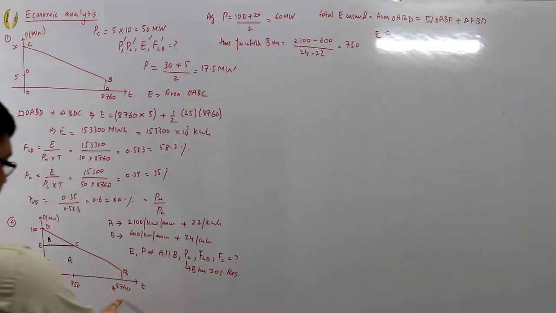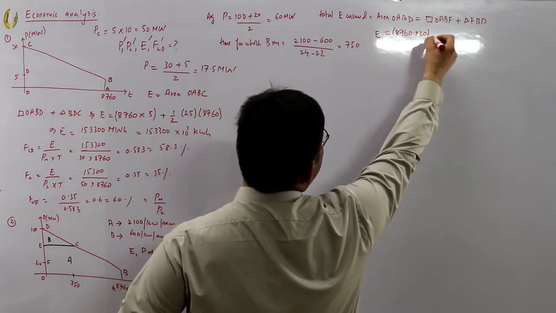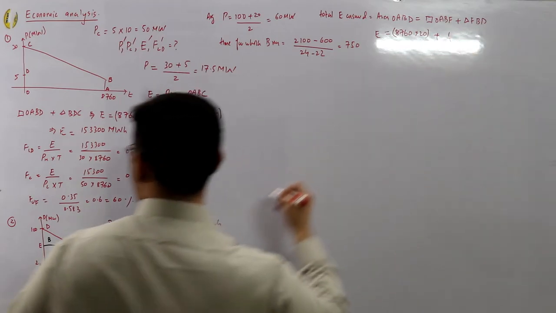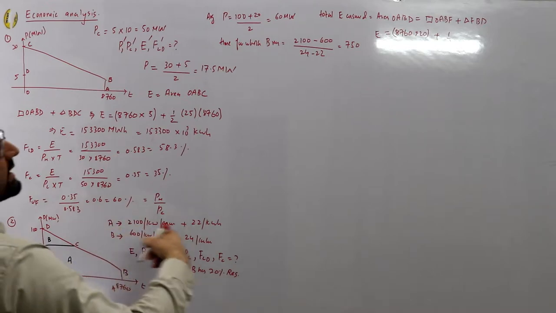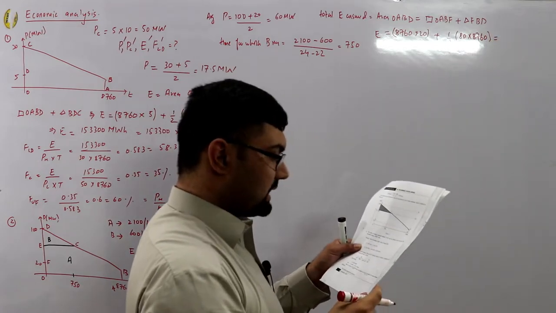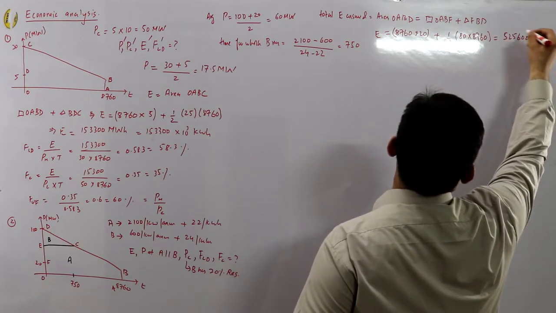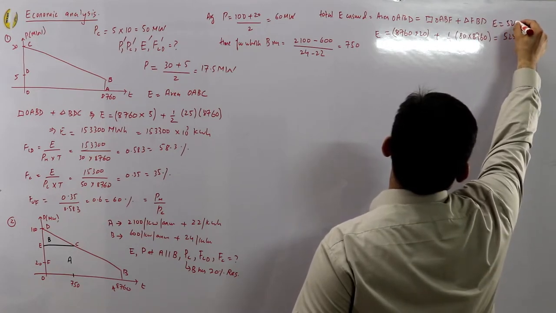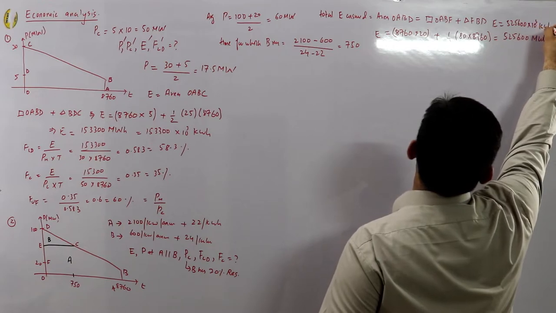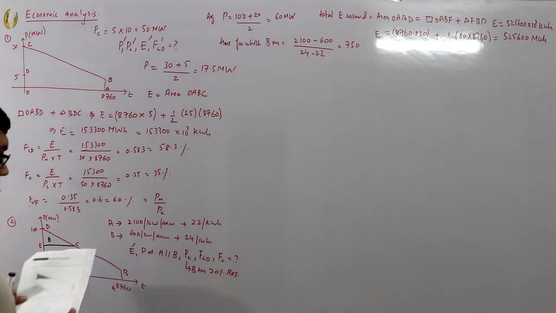Have a look, this one is 8760 and this one is 20. So 8760 multiplied by 20 for the rectangle, and for the triangle 1 over 2 times 100 minus 20, which is 80, times 8760. The energy units come out to be 525600 megawatt hours, or you can write it as 525600 into 10 to the power 3 kilowatt hours. Excuse the shadow over here. These are the total energy units consumed annually. So E is done.